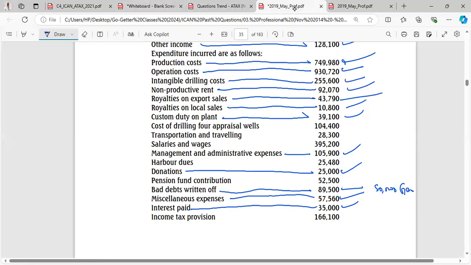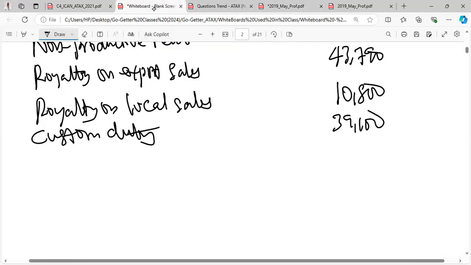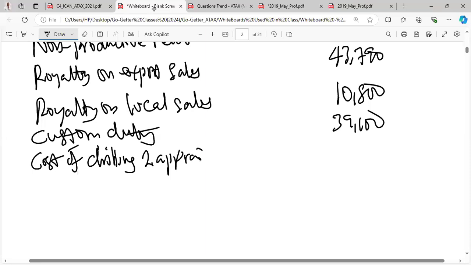Then the next one is cost of drilling for appraisal wells. So come here, cost of drilling. Now instead of writing for appraisal well, I'll write two appraisal wells. So of course you know that the only allowable is two appraisal wells.